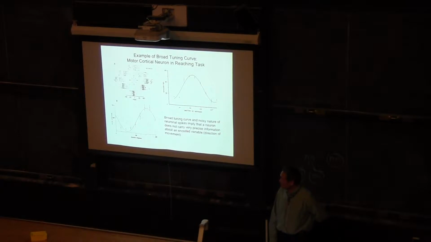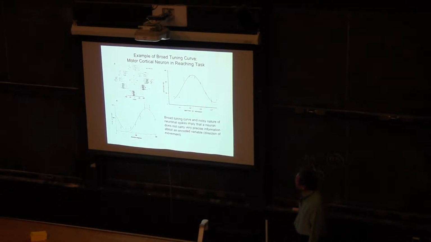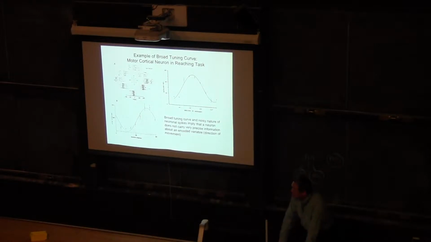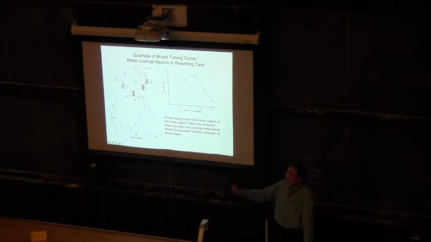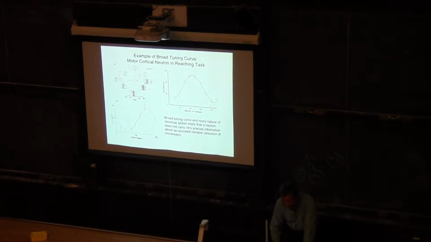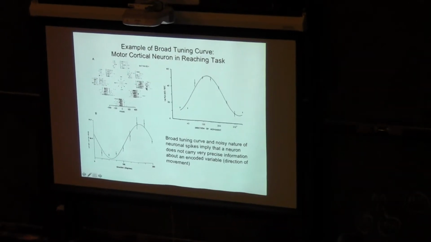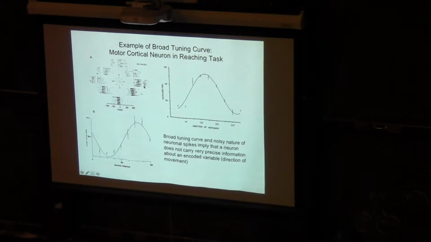One classic example is the cosine tuning curve in the motor cortex. I'm sure you already heard of this example. Here on the left is a monkey moving his hand in different directions, starting from the center and reaching out to 8 different directions. This is a raster plot of the firing rate of a single neuron in the motor cortex.